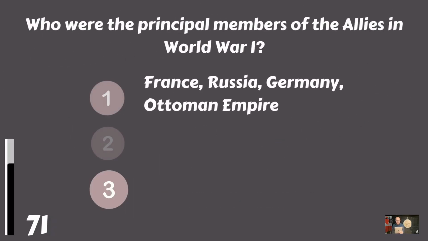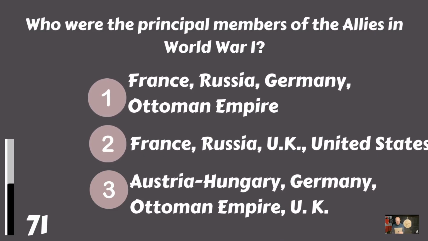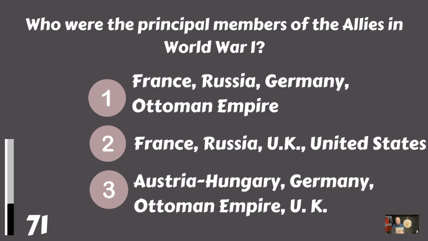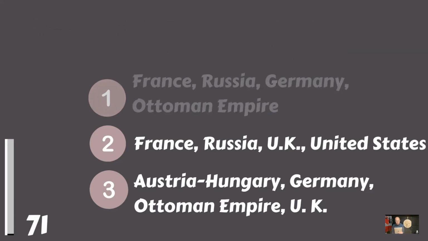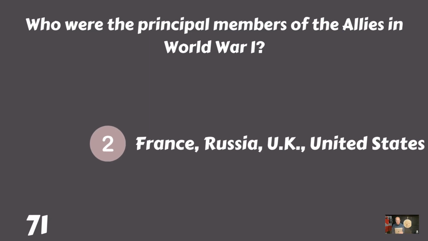Who were the principal members of the Allies in World War I? France, Russia, Germany, and the Ottoman Empire; France, Russia, UK, and the United States; or Austria-Hungary, Germany, the Ottoman Empire, and the UK? The principal allies were France, Russia, the UK, and the United States.